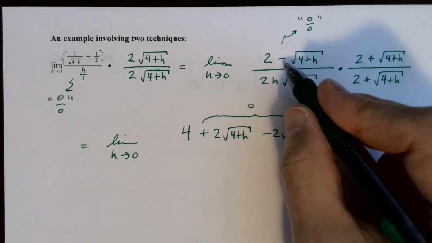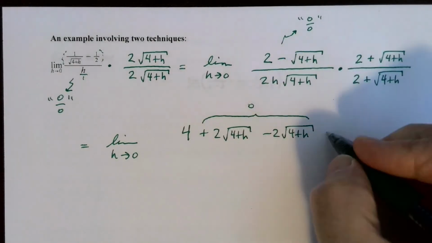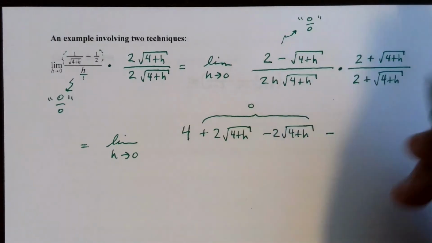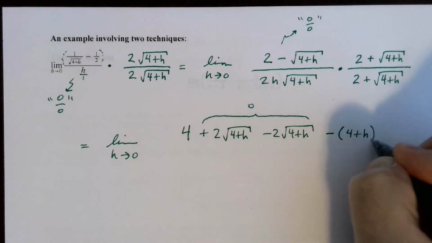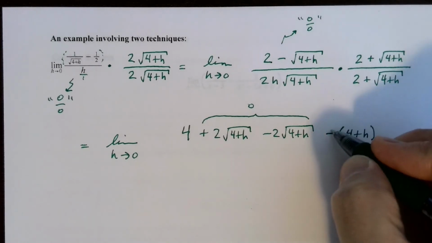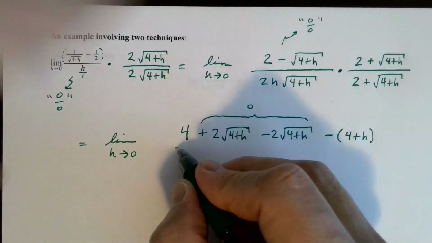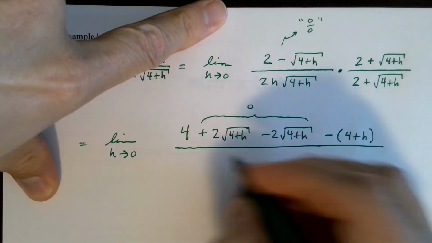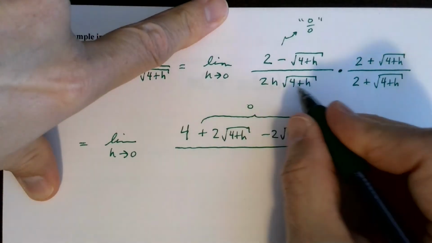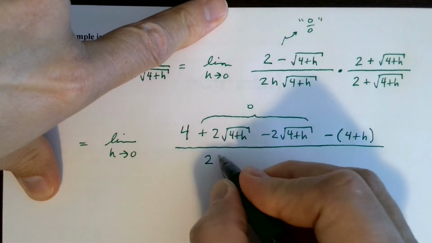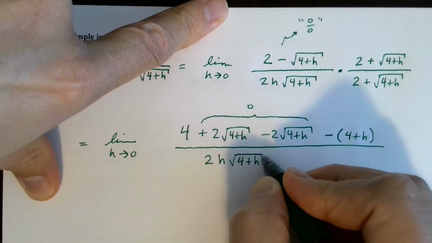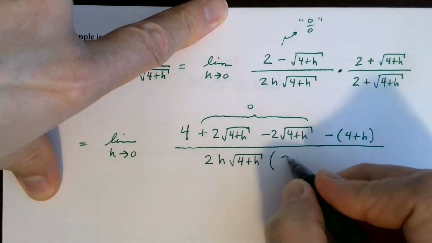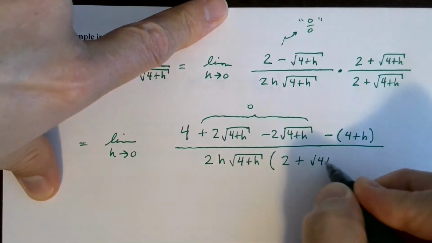And then minus times a positive is negative. Square root of 4 plus h times square root of 4 plus h is 4 plus h. And you want to be careful to do what? Put that in parentheses, because then you'll distribute. It'll be negative 4 minus h. Down below, I've got what? I'm just going to multiply all this together. I'm not going to distribute down here. I want to leave this factored down here. So I'm going to put this in parentheses, times 2 plus the square root of 4 plus h.